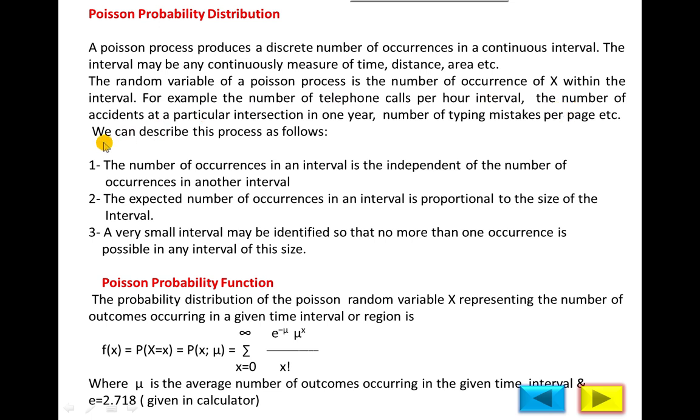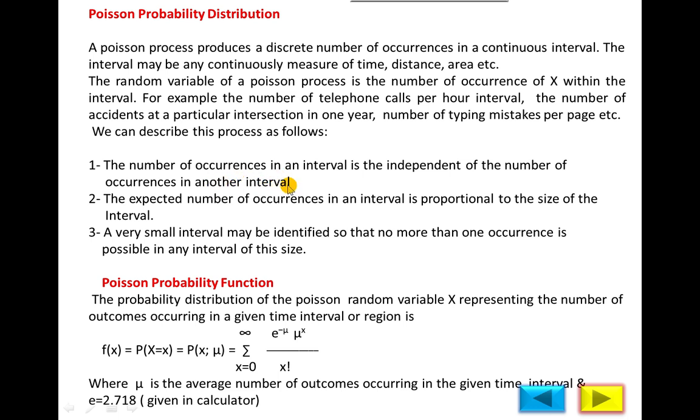Technically or statistically we can describe this process as follows. These are the characteristics of the Poisson distribution. The number of occurrences in an interval is independent of the number of occurrences in another interval. Intervals are independent. Suppose you collect the number of accidents per hour: in the first hour maybe 0 accidents, in the second hour maybe 20 accidents. So both are independent.